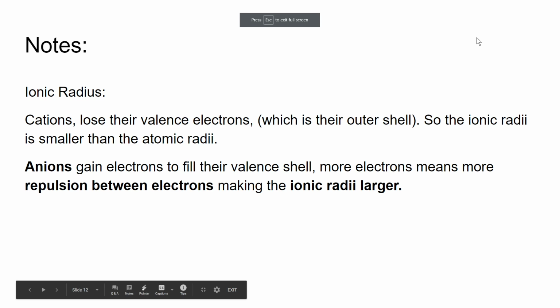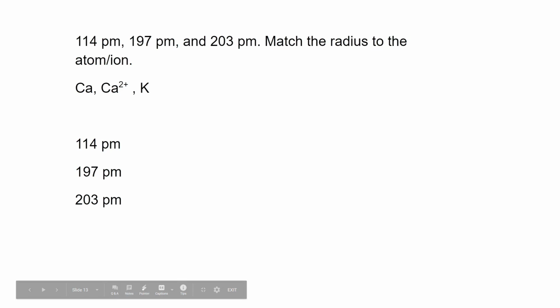You should have written this down in your notes. Let's try this one. We've got 114, 197, and 203 picometers. We're going to match the radius to the atom or ion. This is probably a common exam question. If you can match them up, that will be achieved. If you can justify this, that will probably be a merit. So let's try and figure this out.